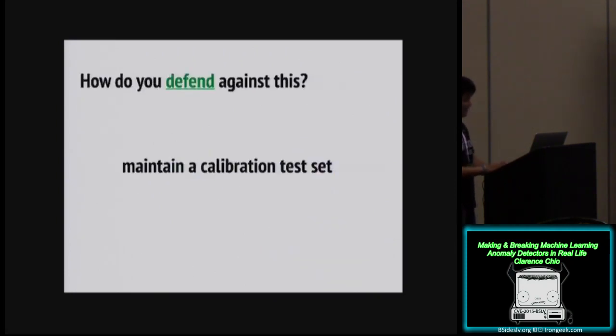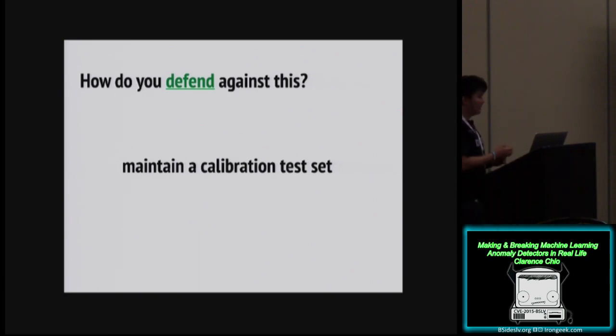But how would you defend against this? First thing is to maintain a calibration test set. So I'll propose a few defense mechanisms for how model poisoning can be circumvented, and then I'll go into why these don't necessarily work. So first thing is that you maintain a calibration test set. When you have the initial model, you have a test set, and you run the test set against your model, and you note down which events are anomalous and which are not. And then after some period of training, you run the same test set again and see if this has changed or not.